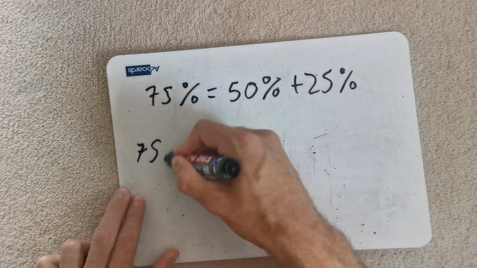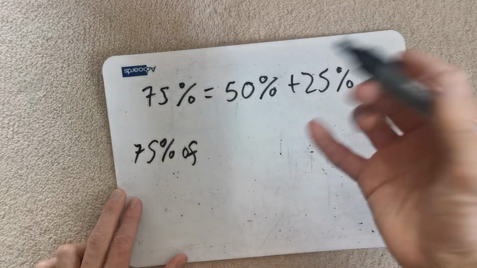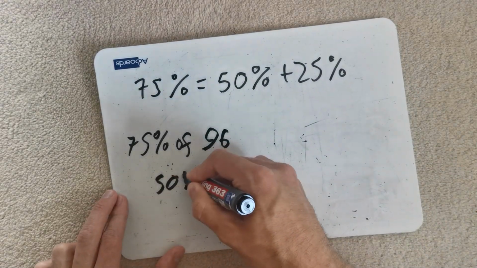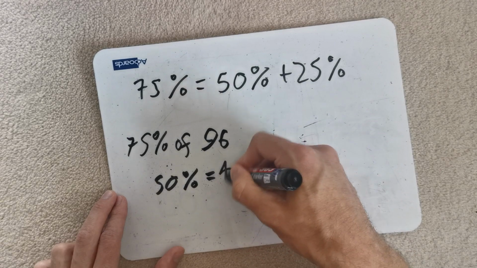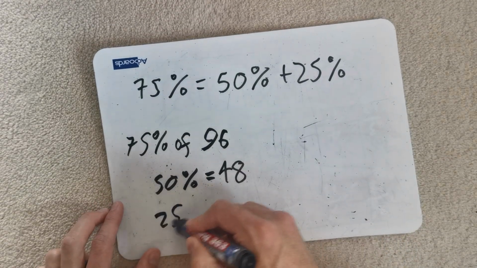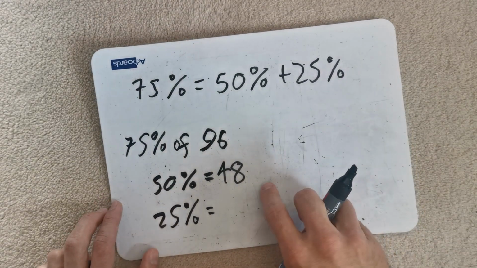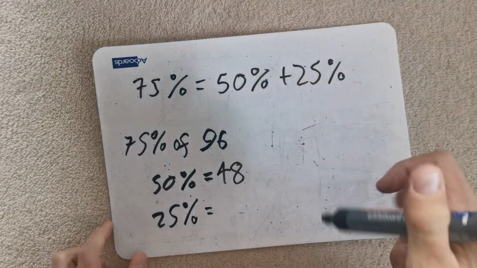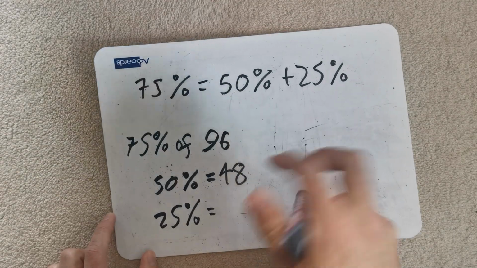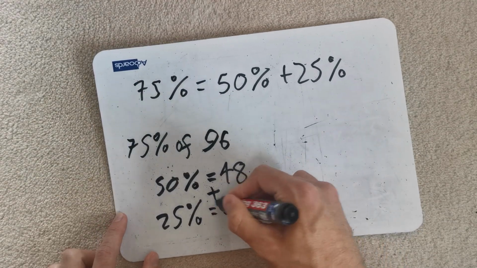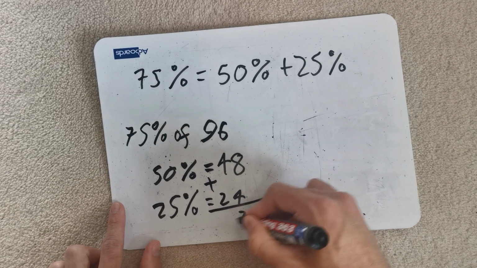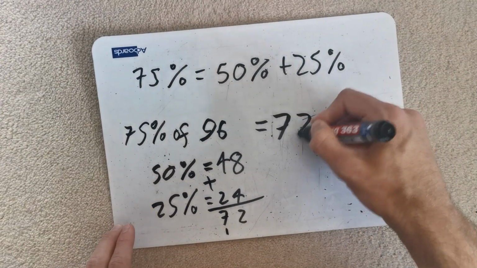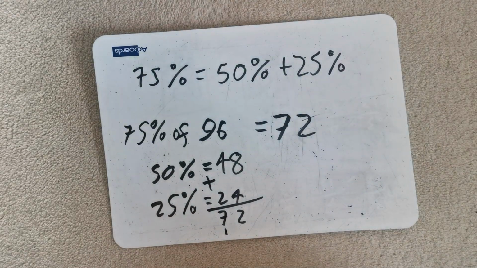So if we're going to find 75% of, what should we go for? Let's go for 96. Find 50%. So half of 96 is 48. 25%. So remember, 25% was half it and half it again. So half of it is 48, half of it again is 24. Then add them together in order to find out what this is. It's 72. Okay, so 75% of something is really useful to know as well.